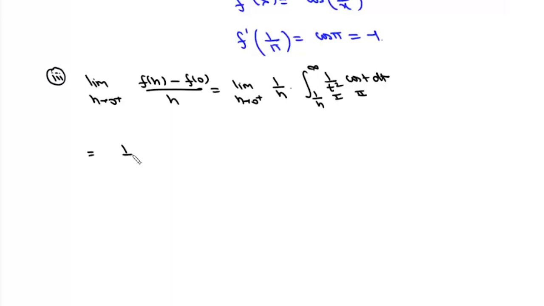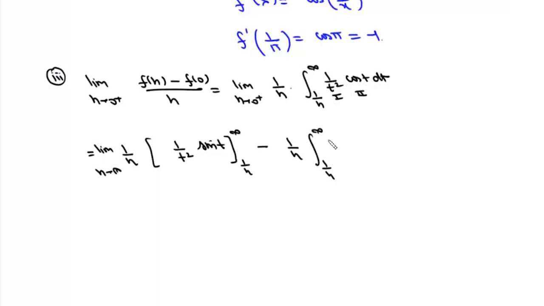Now we can write this as 1 upon h, and here it will be 1 upon t square sin t, from 1 by h to infinity, limit h tends to 0, and minus the integral from 1 upon h to infinity of minus 2 upon t cube times sin t dt. Now if we put t as infinity, it will be 1 upon infinity times an oscillating value between minus 1 and 1, so it will be 0.